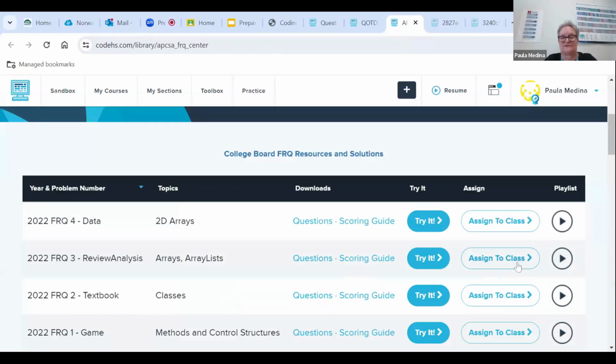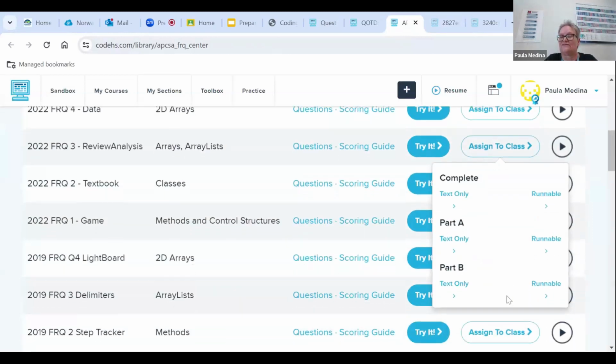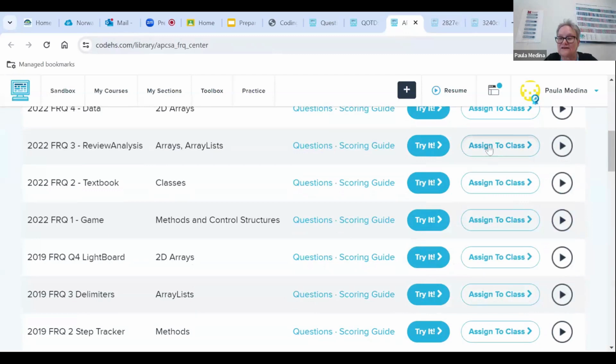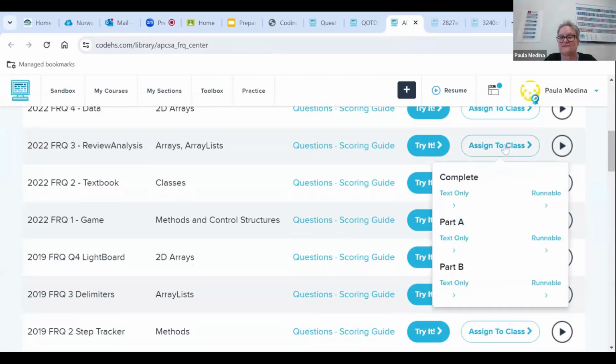So let's try one. This is a different one, and this was confusing to me at first. But this first one is if you want the complete assignment given to your student. That would include, and correct me if I'm wrong, Robin, the text version, the runnable, so they could actually enter their code and test it, and the scoring guide, but not the solutions. Is that right, Robin? The teacher has access to the solutions, not the student.